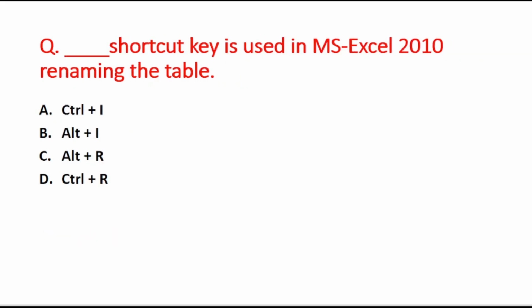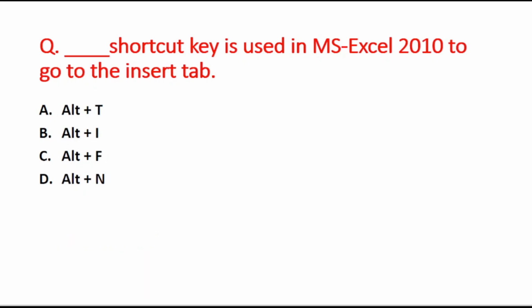Next question is, blank shortcut key is used in MS Excel 2010 for renaming the table. A option is Control plus I, B option is Alt plus I, C option is Alt plus R, D option is Control plus R. So the right answer is option D, that is Control plus R.